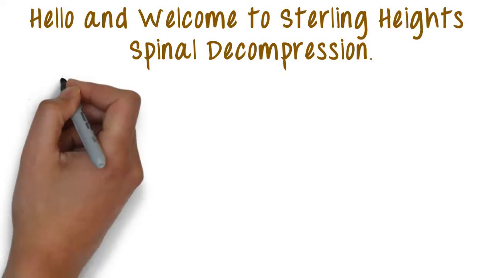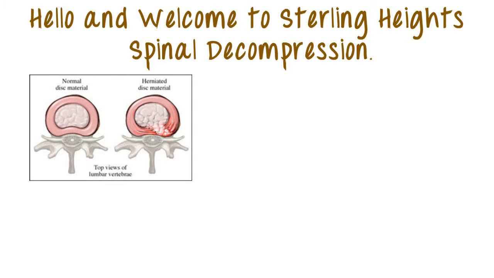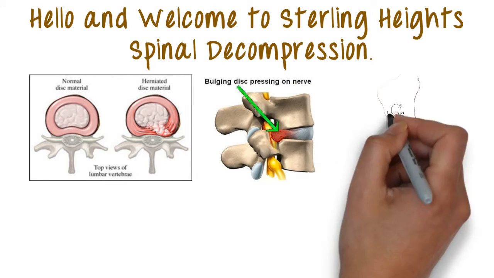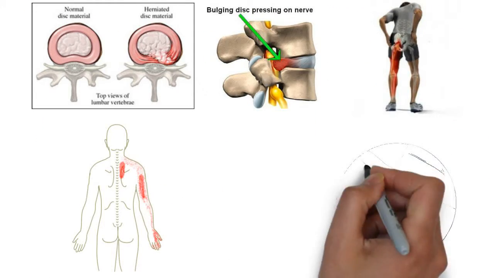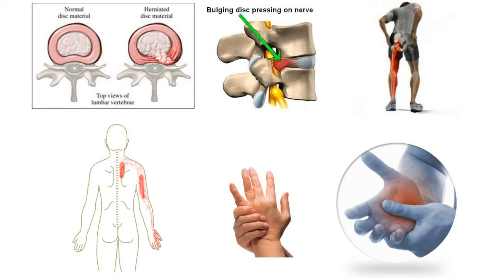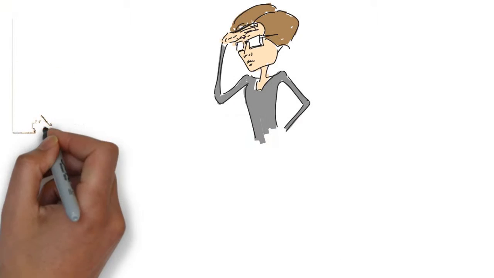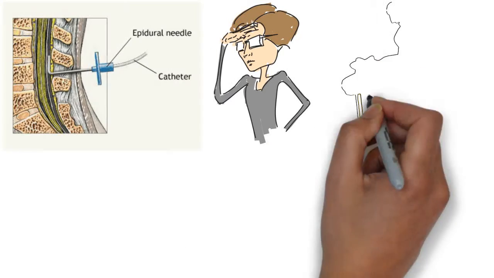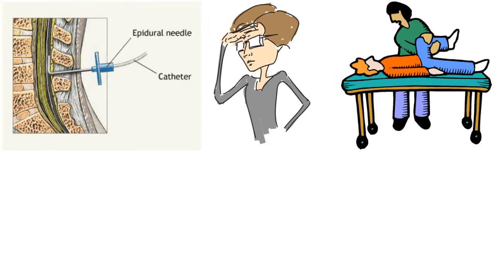Are you like a lot of people who have a herniated disc, bulging disc, sciatic pain, pain down the arm, numbness, tingling, or weakness in the arms or legs? Are you still in a lot of pain even though you have had epidural injections, rhizotomies, physical therapy, chiropractic, etc.?